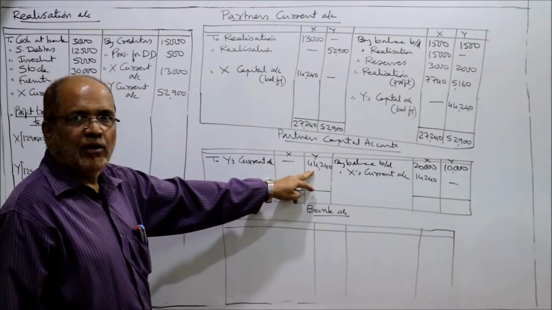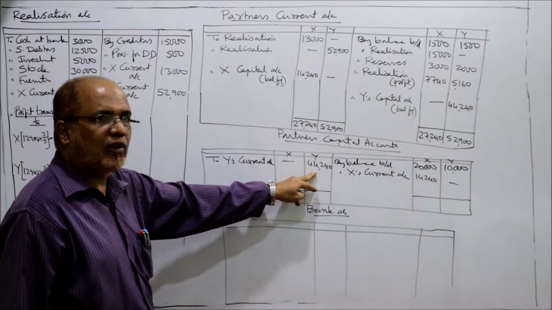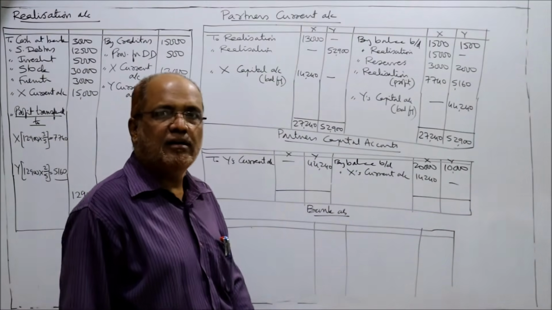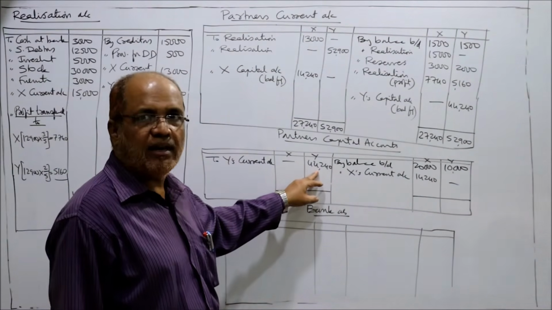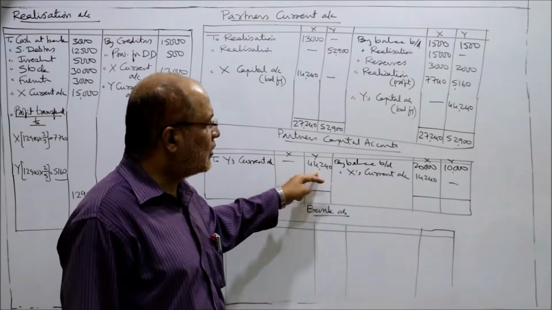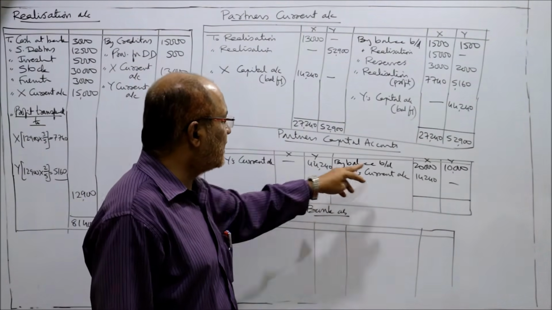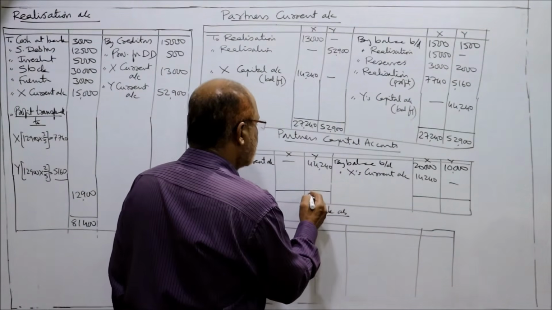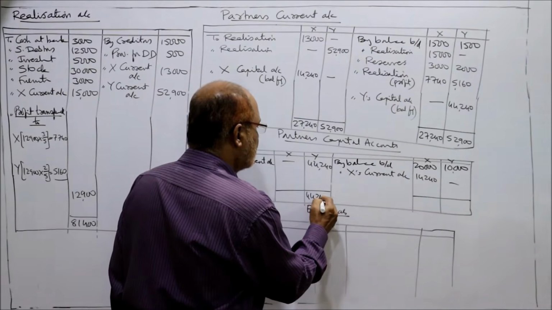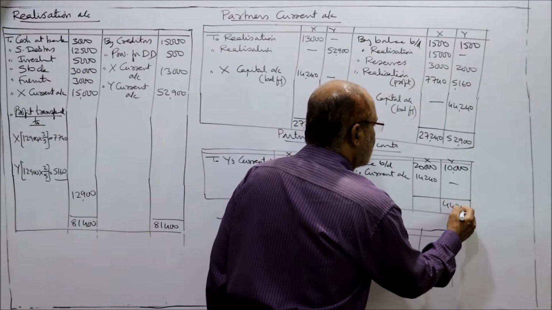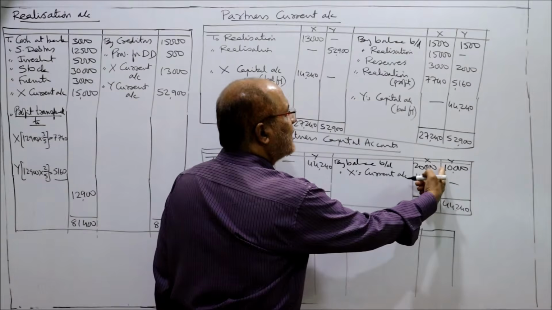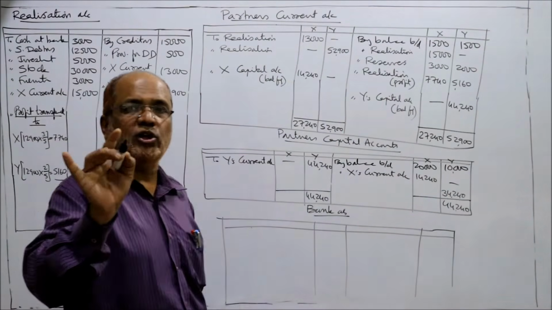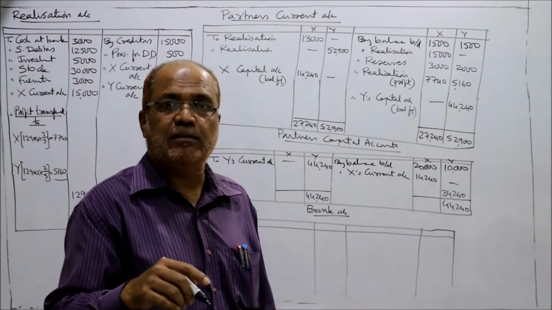Y has taken a benefit of 44,240 and Y has given 10,000. Y के account में खाली 10,000 है, जबकि उन्होंने benefit कितना लिया है, 44,240. So the firm has to get 34,240 from Y. तो अब यहाँ debit side 44,240, credit side 44,240. 44,240 minus 10,000, you will get 34,240. This 34,240 rupees the firm has to get from Y.